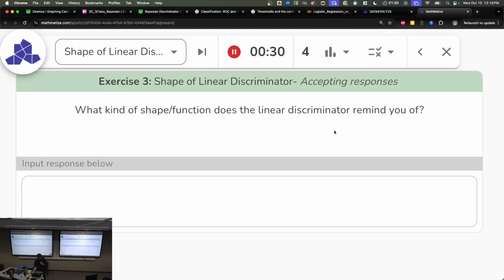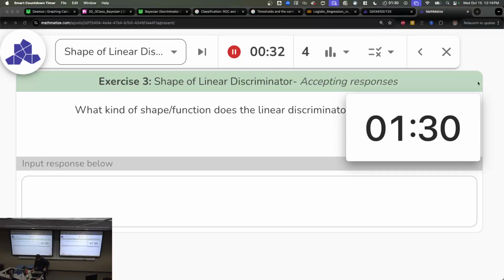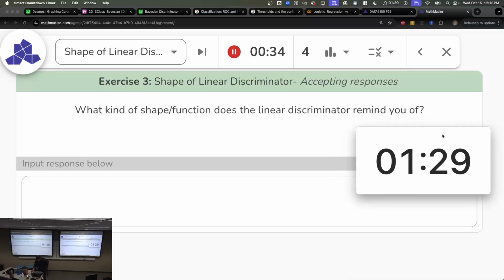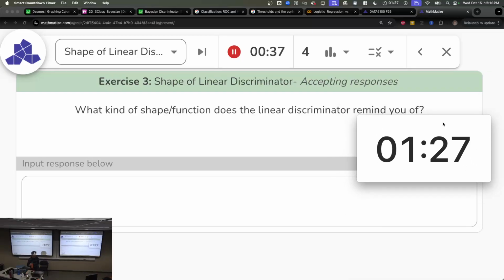I will let you think for a minute. Feel free to chat with your neighbors. Feel free to flip through your notes and try to, maybe there's a picture of that curve somewhere in your notes that you can find.